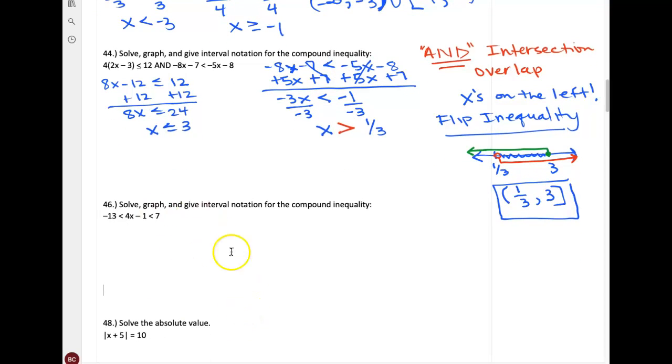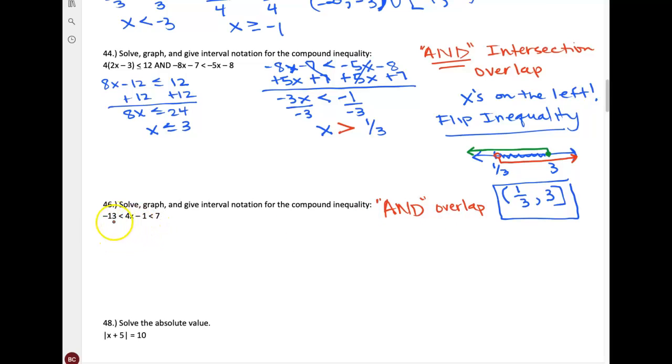Okay, so let's look at one other one here. If you have a statement like this, these are called tripartite compound inequalities because there are 3 different parts to it. These are always "and" statements. Even though it doesn't say the word in there, you have to remember that this is an "and" statement. And so we are looking for the overlap, what's in common on this one.